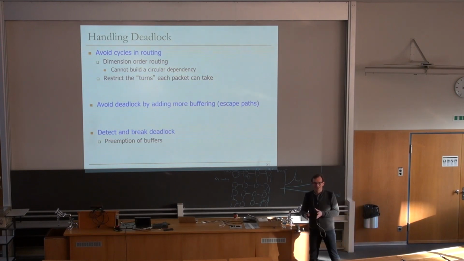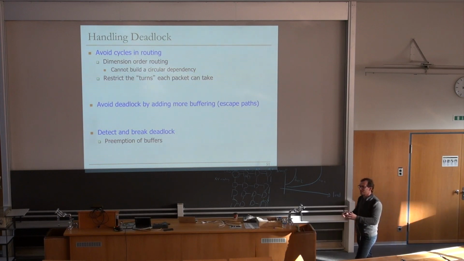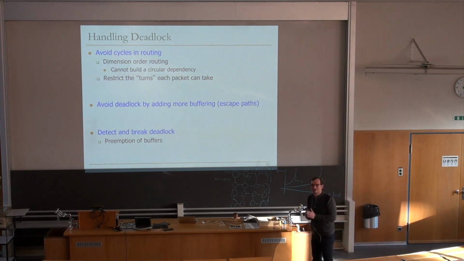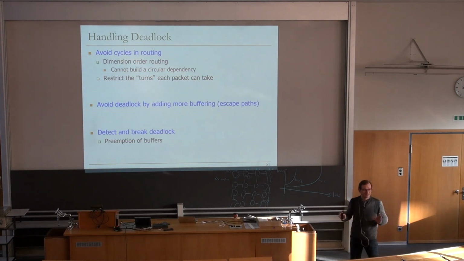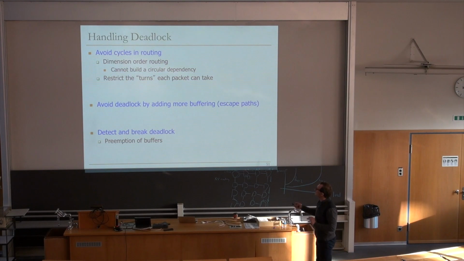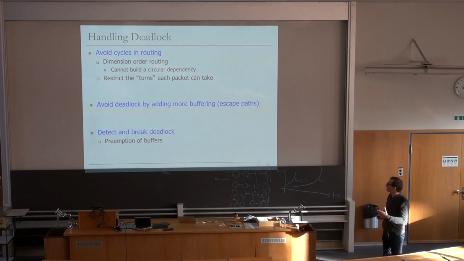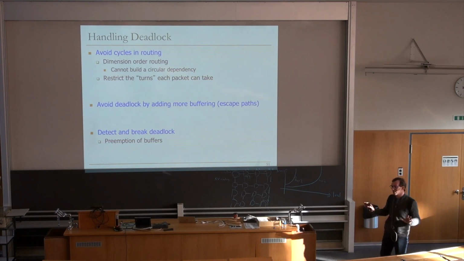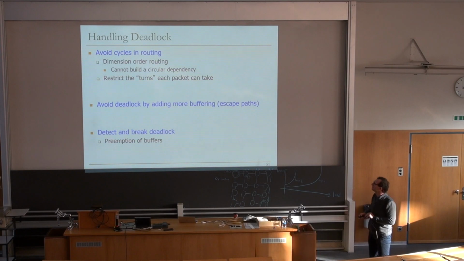Now this is more complicated, right? Because now you need to actually have an engine that looks at whether deadlock is happening in the network. So usually if you can avoid cycles in routing, that's great. If your routing algorithm is clean, such that it doesn't lead to deadlock at all, and you can prove that, that's great. These other solutions are usually hairy.